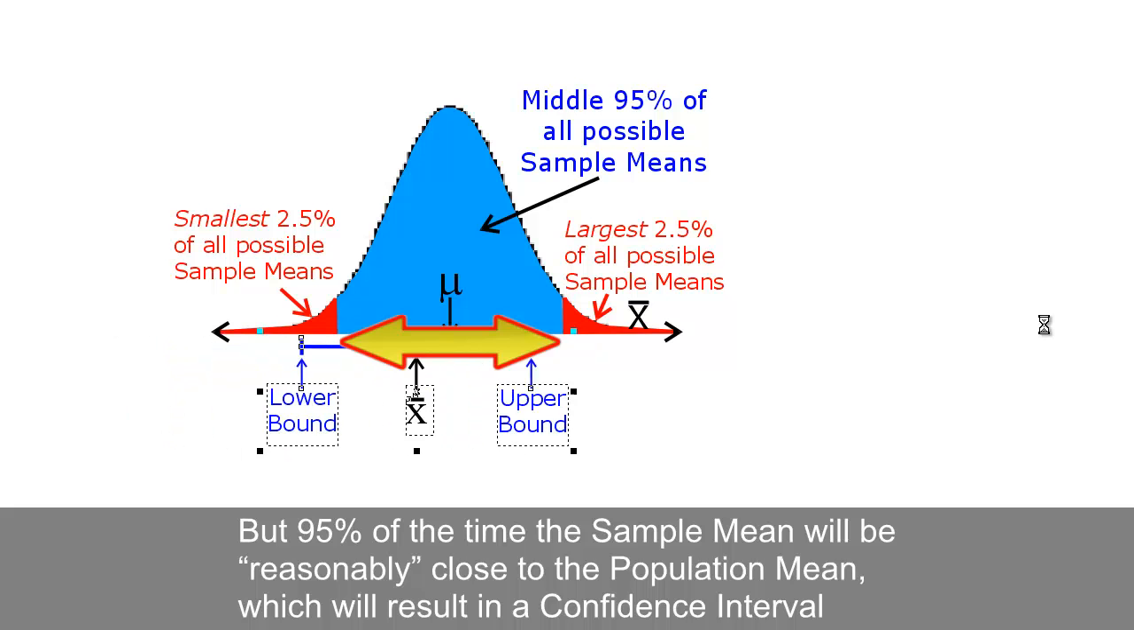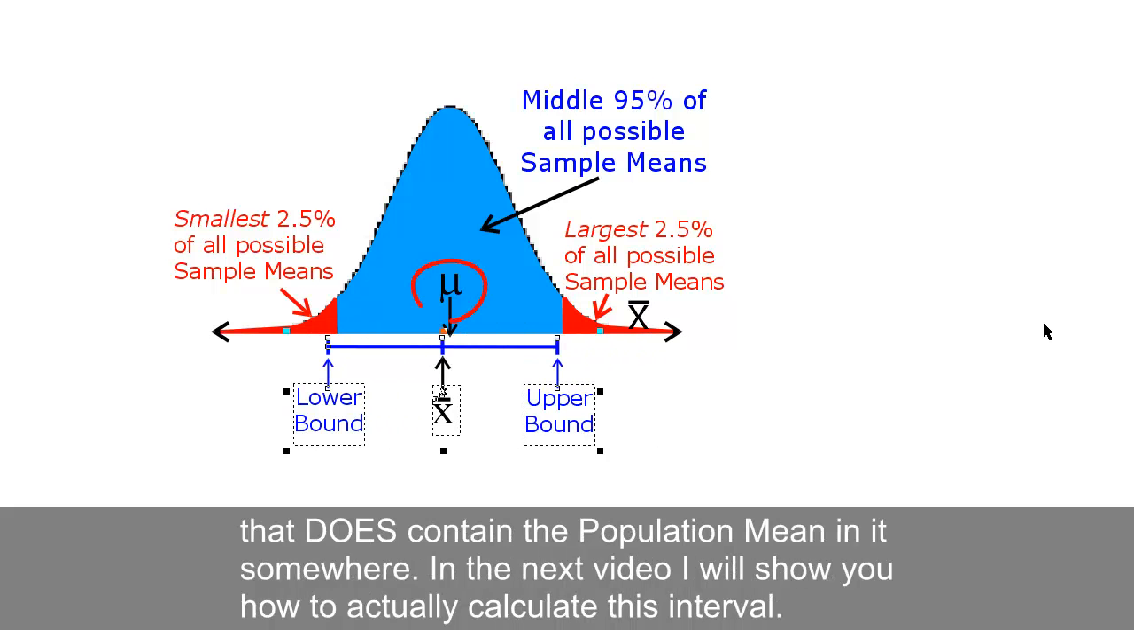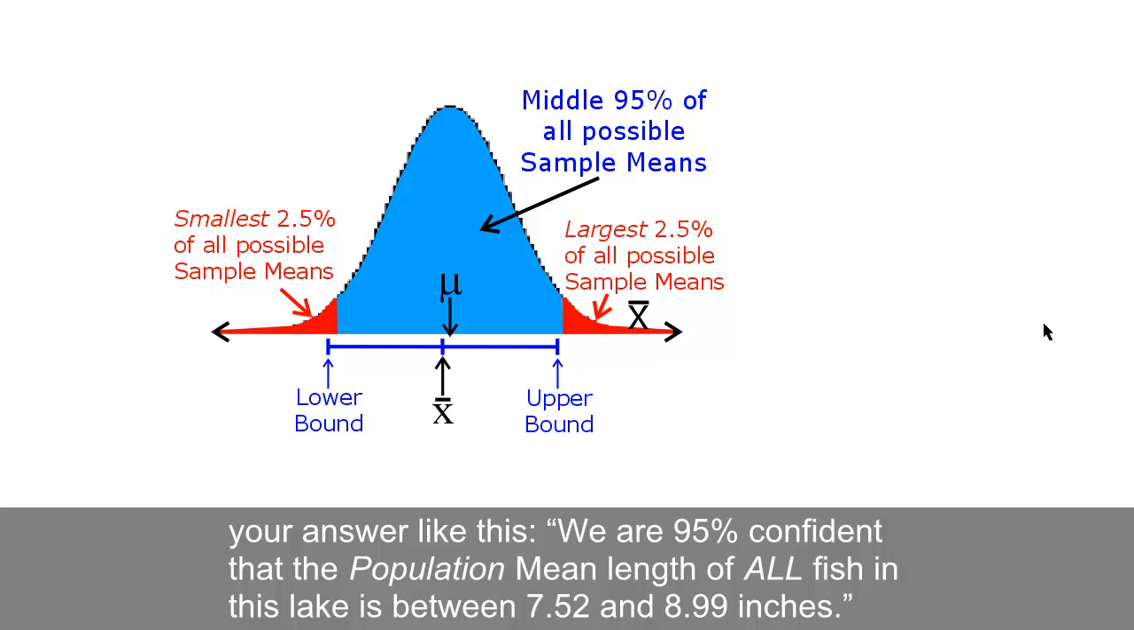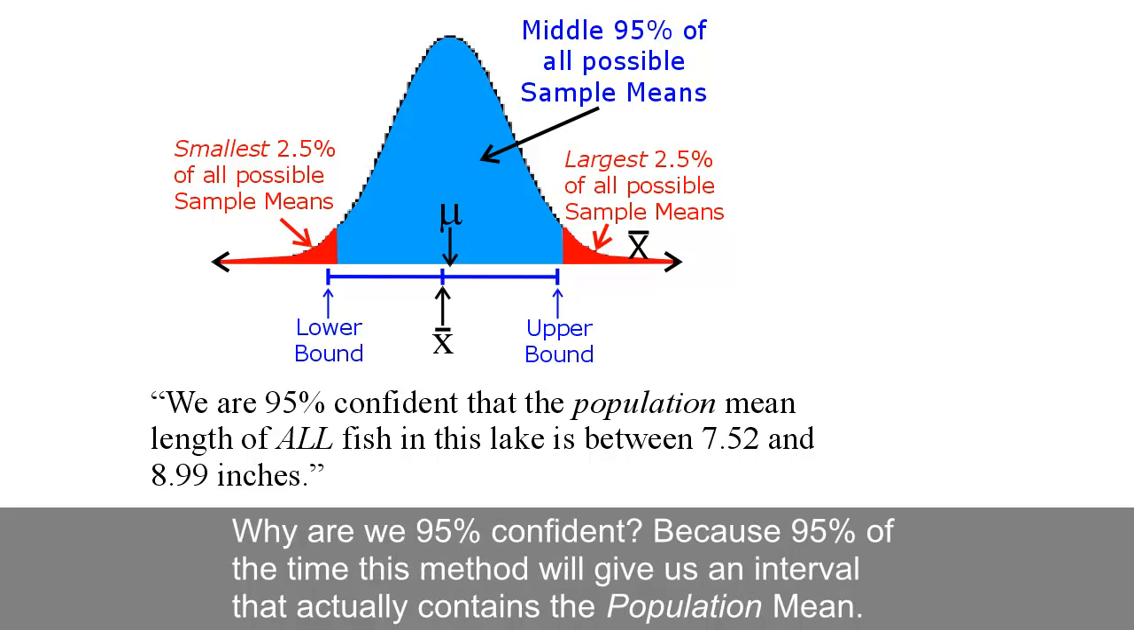But 95% of the time, the sample mean will be reasonably close to the population mean, which will result in a confidence interval that does contain the population mean in it somewhere. In the next video, I will show you how to actually calculate this interval. After calculating it, you will then state your answer like this. We are 95% confident that the population mean length of all fish in this lake is between 7.52 and 8.99 inches. Why are we 95% confident? Because 95% of the time, this method will give us an interval that actually contains the population mean.